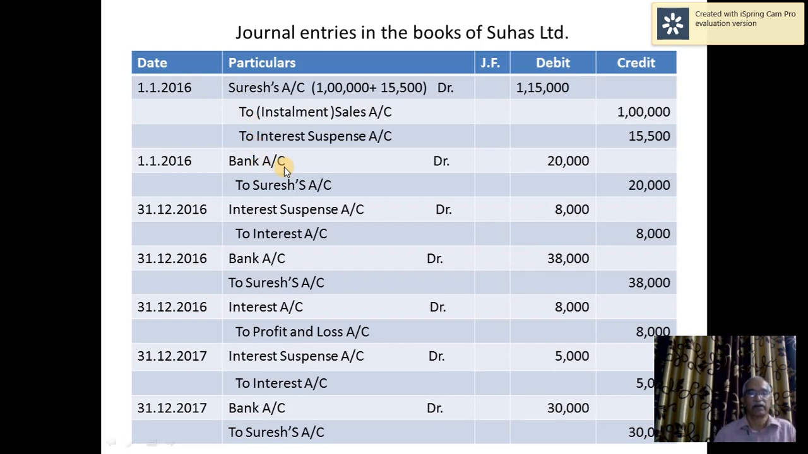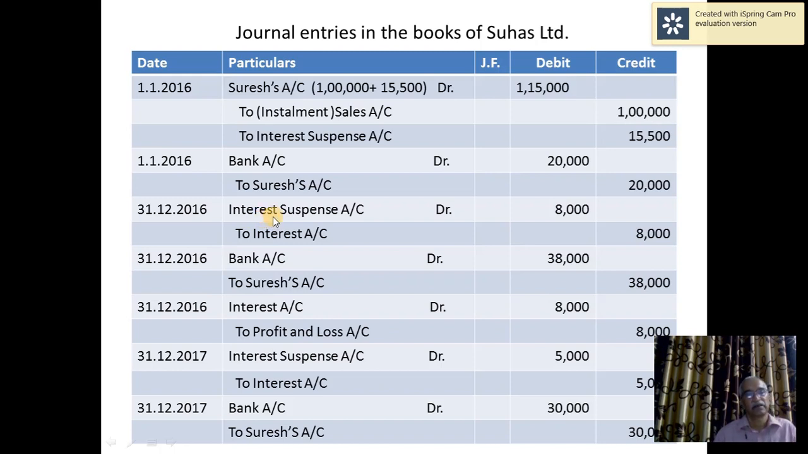So debit what comes in, or bank account is debited 20,000. Okay. Then to Suresh's account 20,000 is the giver. The next, bank account is debited is the receiver, so bank account debit to Suresh account. So our bank account amount is debited.